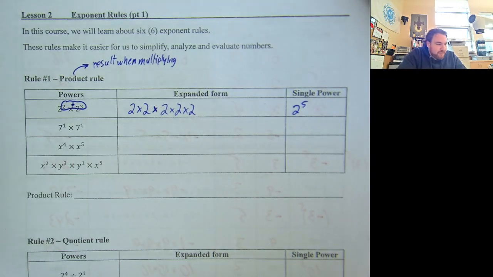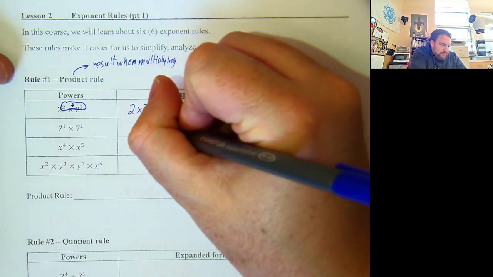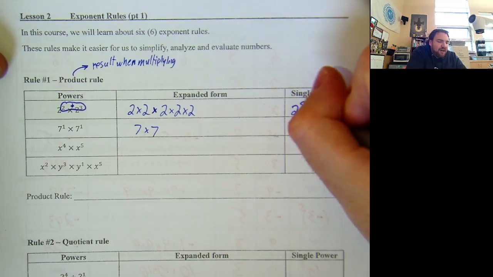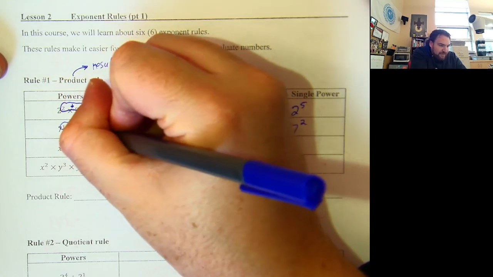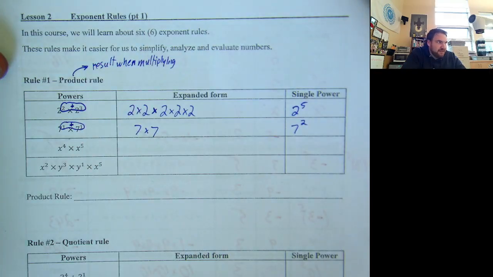Let's do another one. 7 to the 1 times 7 to the 1. Well, 7 to the 1 is just 7. Times 7 to the 1 is just 7. 7 times 7 is, don't say 49. 7 times 7 is, as a single power, 7 to the power of 2. Oh, look! How can I use 2 1s and get 2? Addition. Fascinating.